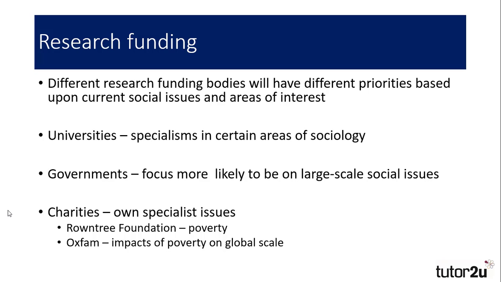A final funding source for sociologists are charities, and each of these will look to research areas that are of importance to them. For example, the Joseph Rowntree Foundation looks to research inequalities in society and produces research into the effects of poverty. In a similar fashion, Oxfam looks at inequalities on a global scale and funds research projects into the social impacts of poverty on developing countries, as well as research into other areas such as agriculture, healthcare, and the impacts of overpopulation. And for aspiring sociologists in global development, this may be a source of funding for their areas of interest.